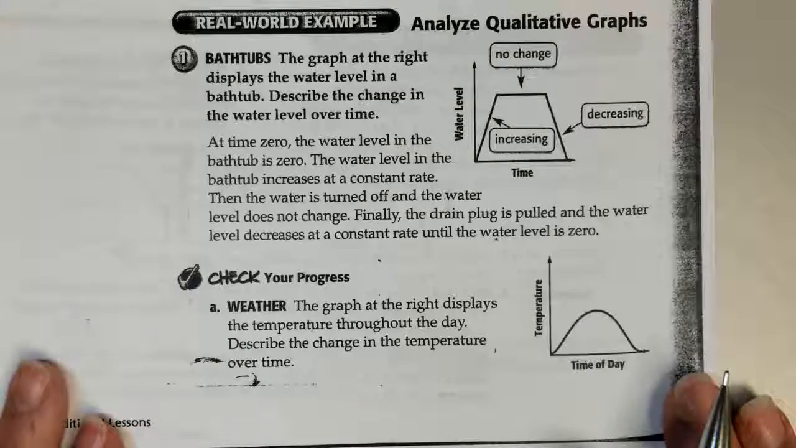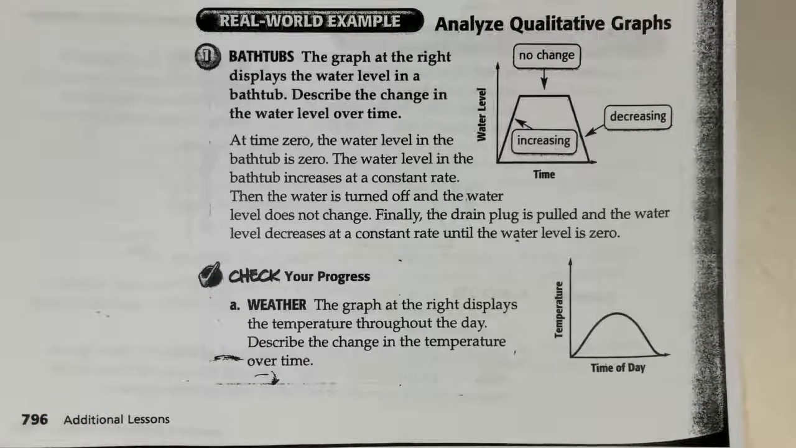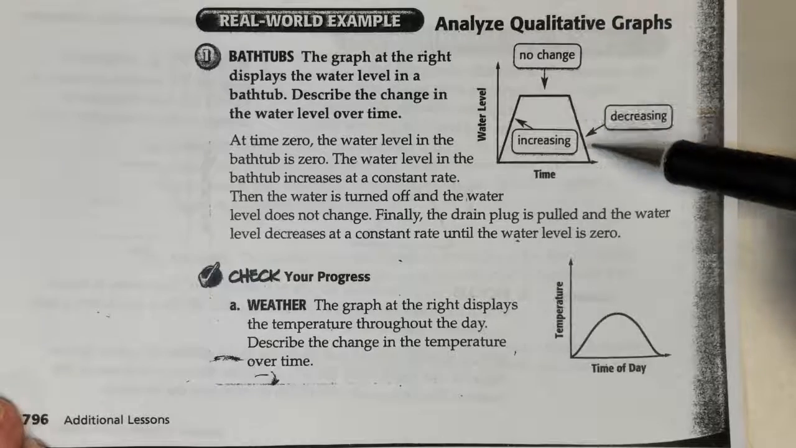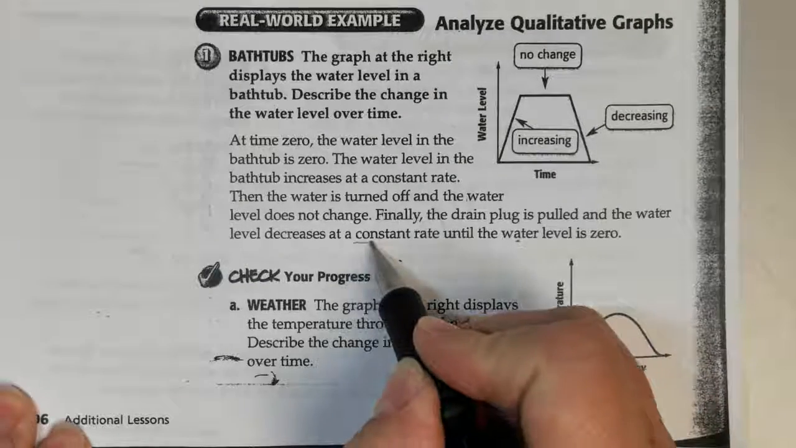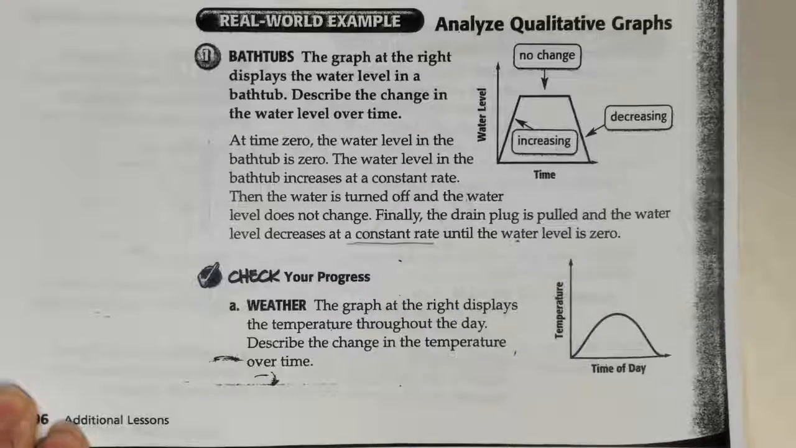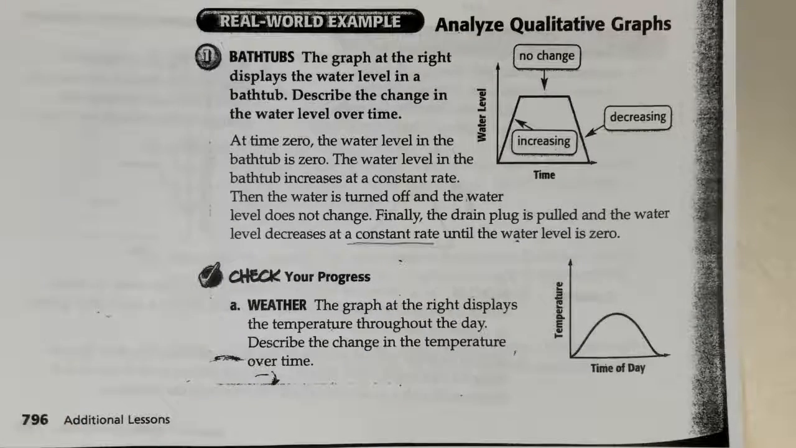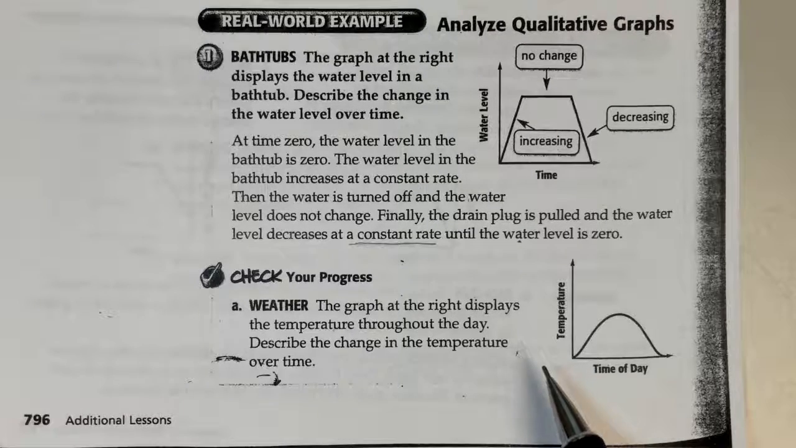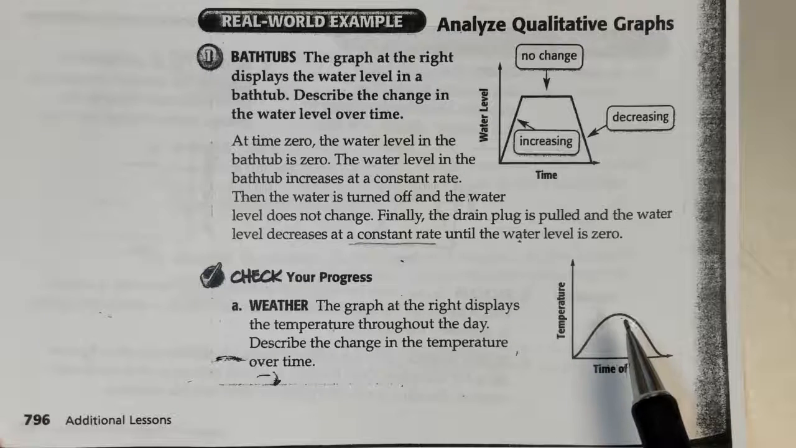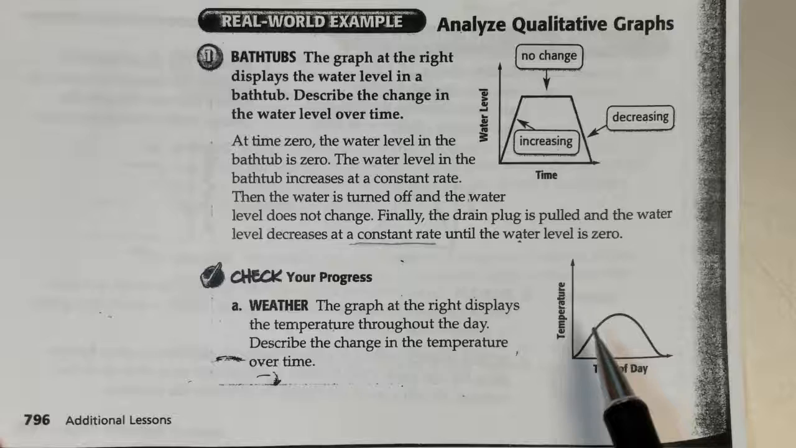Okay, let's take a look at this one down here. So the weather, the graph at the right displays the temperature throughout the day. So how would you describe the change in the temperature over time? First of all, I want to draw your attention to the fact that the lines in this example are straight. And notice it says it's decreasing at a constant rate. That's because your drain is only so big, and so a certain amount of water goes through it. It's not varying how much goes through it. But temperature is not quite like that. Temperature might increase quickly in the morning and then slowly in the afternoon. So it's going to be shown using curved lines rather than straight lines.